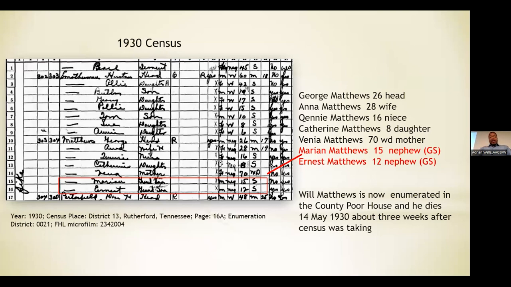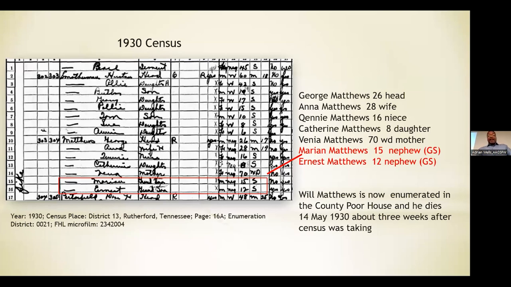And so in the household is Anna, Queenie, Catherine, then there's Vinia, which is George's mother. She's listed as being widowed. And then here you have Marion Matthews, 15, which it says grandson down there, but up at the top you can see it says nephew. And then Ernest Matthews is 12 years old, and the same thing, it says grandson, but he's actually George's nephew.